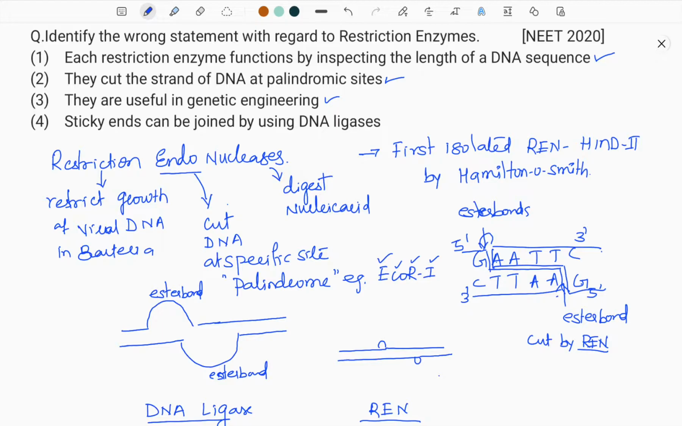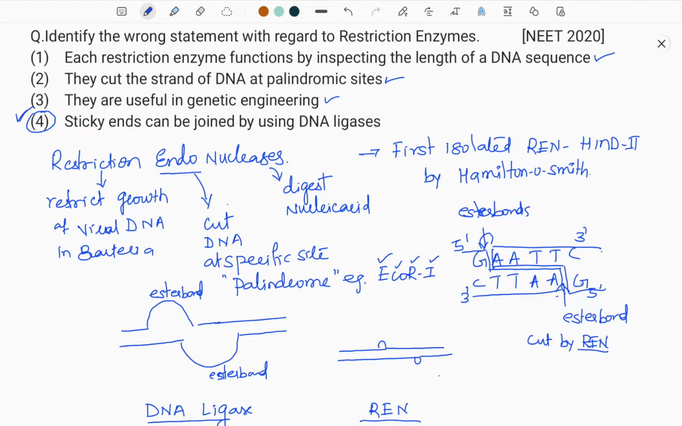Fourth statement, sticky ends can be joined by using DNA ligase. No, sticky ends are not joined by using DNA ligase. In fact, here the ester bonds are joined by the DNA ligase. Single strand broken fragments are joined by DNA ligase by catalyzing the formation of ester bonds between the sugar and phosphates. So this statement is wrong, because DNA ligase does not join the sticky ends.